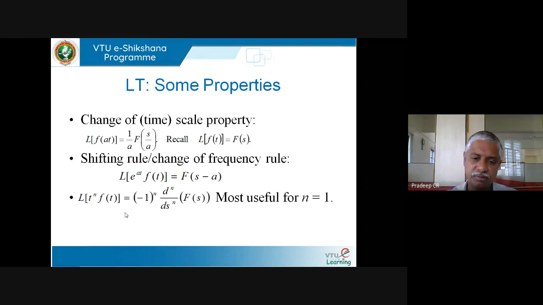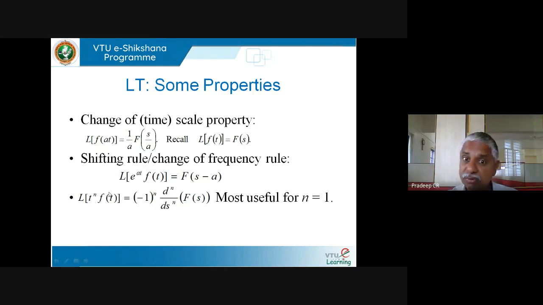Here it is, the most useful formula: L of t power n f(t) is minus 1 power n d n by ds n of capital F of s. What is capital F of s? Same thing, Laplace of small f(t). Remember that. This is a standard notation, fixed for this module. Whenever I write capital F of s without saying anything, I mean it is Laplace of small f(t). So if I know Laplace of small f(t), I know Laplace of t power n f(t).